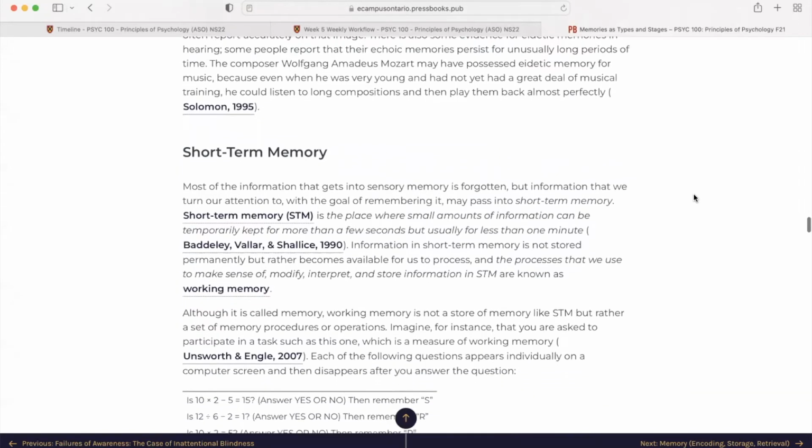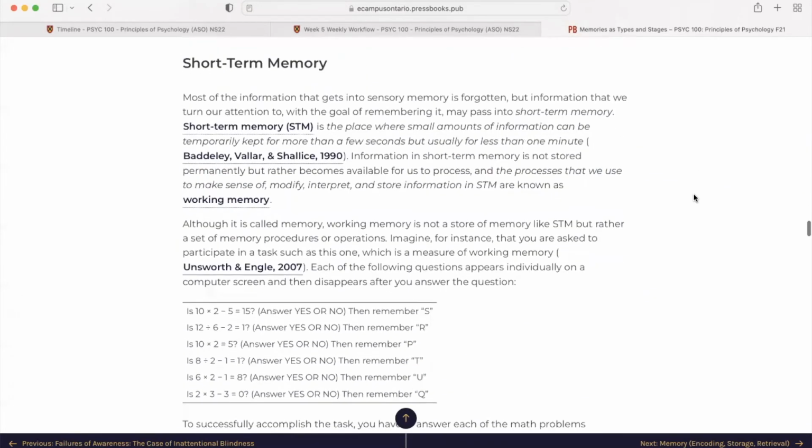Next is short-term memory. Most of the information that gets into sensory memory is forgotten, but information that we turn our attention to with the goal of remembering it may pass into short-term memory. Short-term memory is a place where small amounts of information can be temporarily kept for more than a few seconds, but usually less than 1 minute.